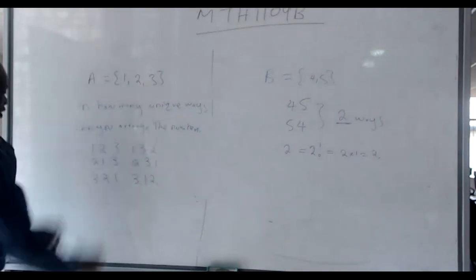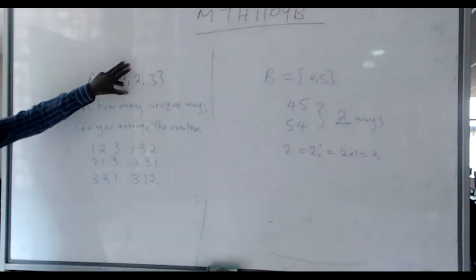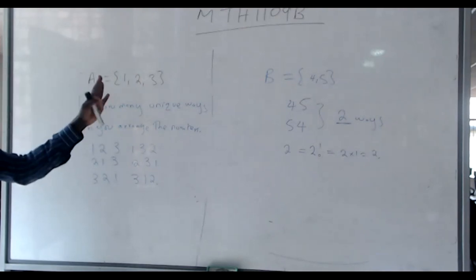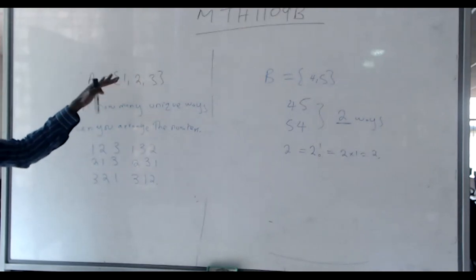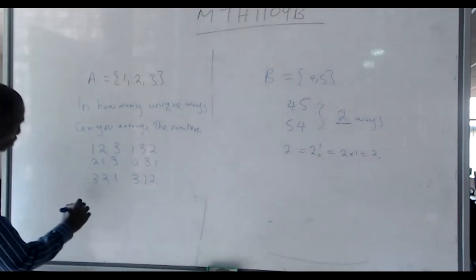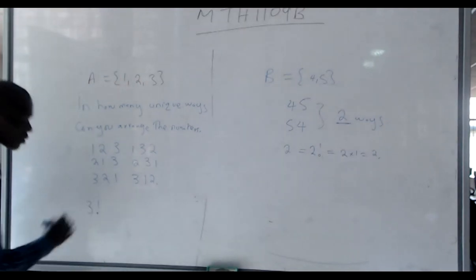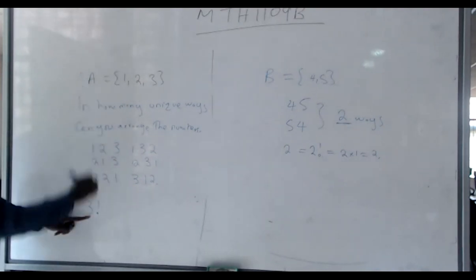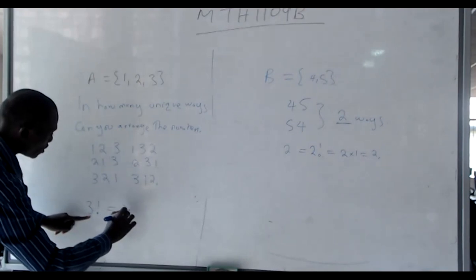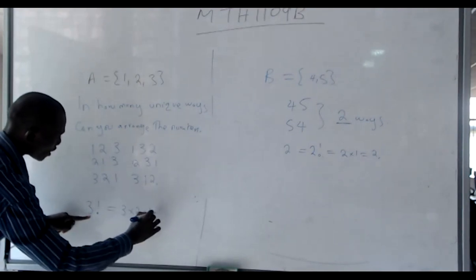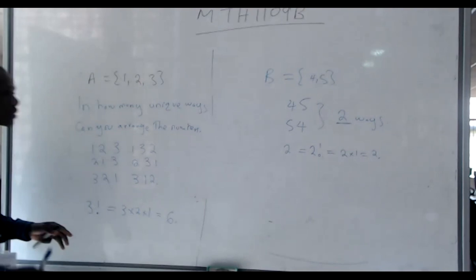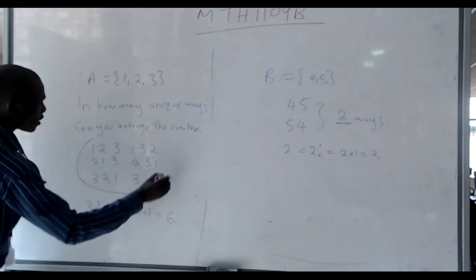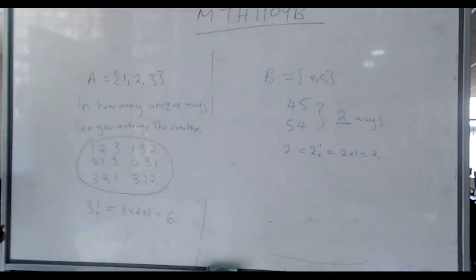Same for the set A. Cardinality of A is 3. So the distinct number of ways for arranging the elements in a set of cardinality 3 should be 3 factorial, where 3 is the cardinality of the set, the number of elements. 3 factorial we have just seen should be 3 times 2 times 1, and that gives you 6. And it is true, we have 6 different ways of doing that.